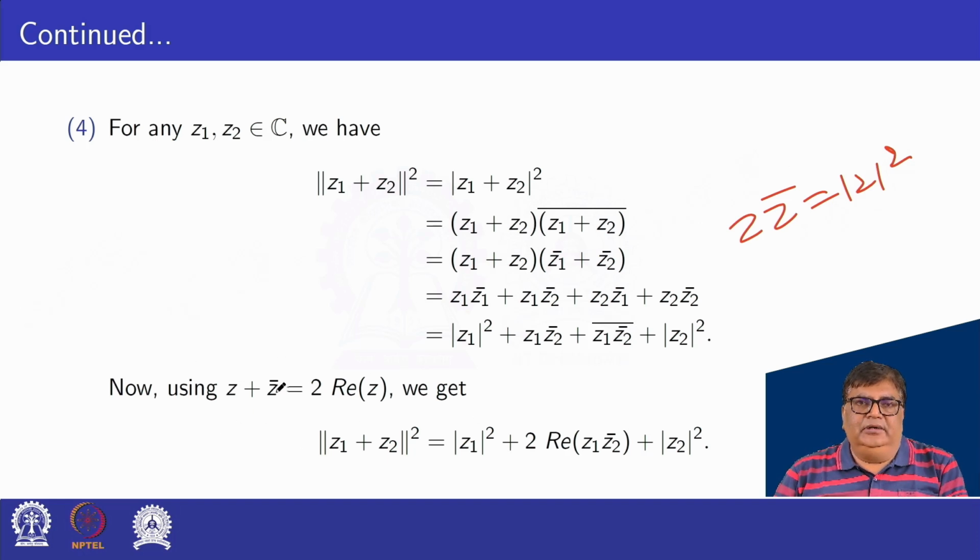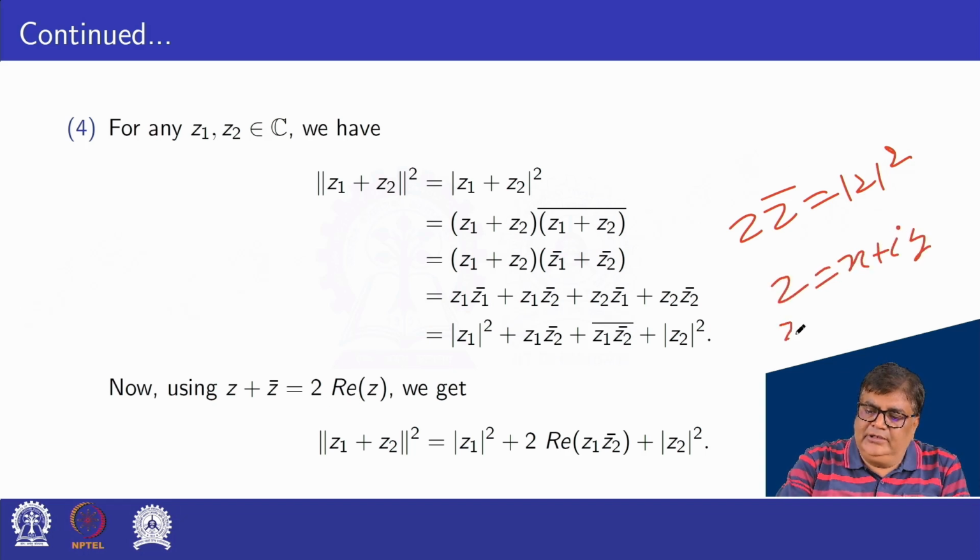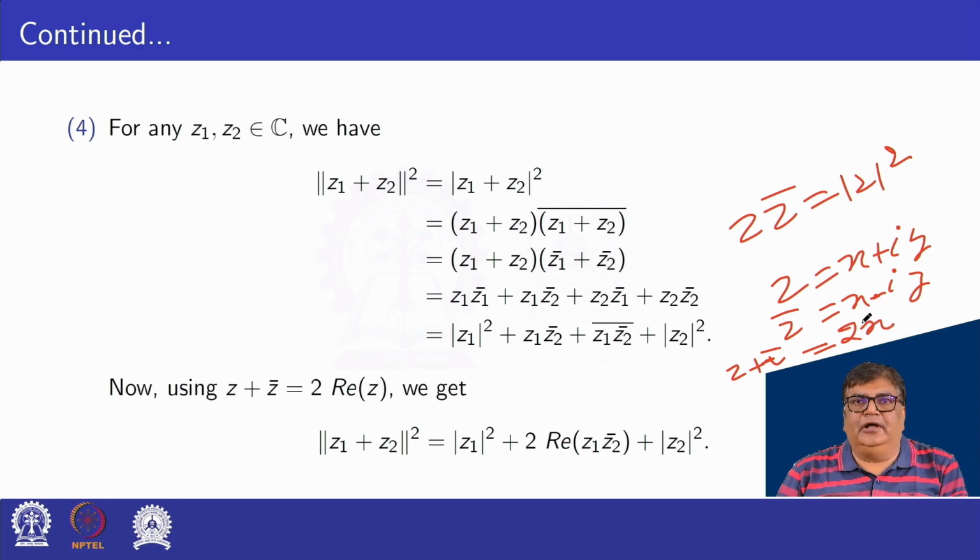Also we know that z plus z bar is equal to two times the real part of z. Let z equal x plus iy, z bar equal x minus iy. Then z plus z bar equals 2x, that is, two times the real part of z. So this term can be written as two times the real part of z1 z2 bar.